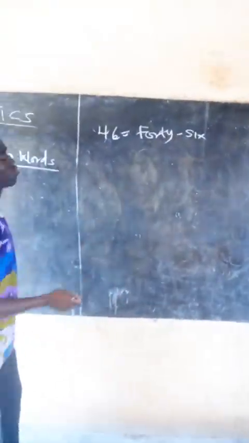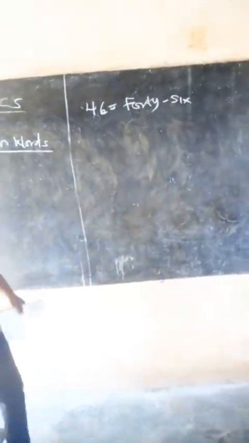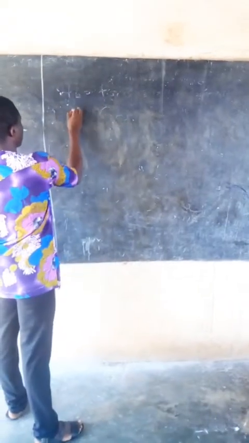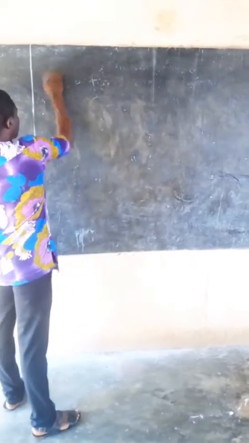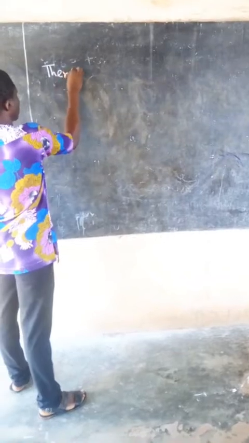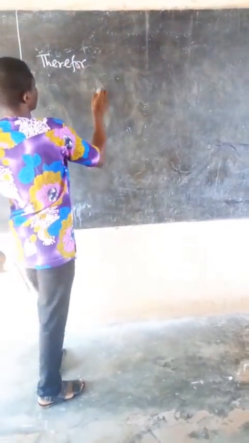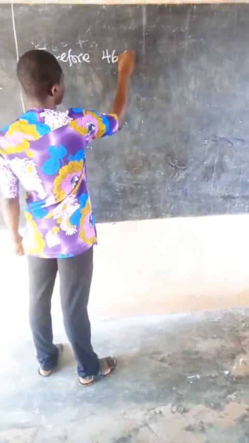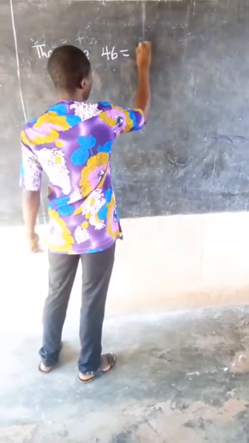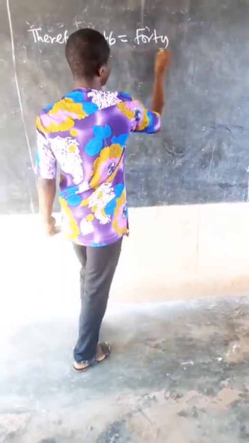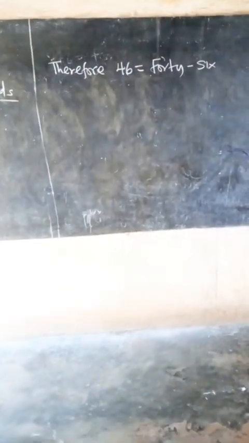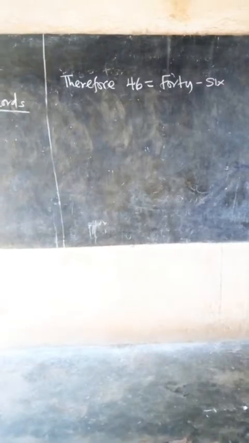Therefore 46 is equal to forty-six. That is how 46 is written in words in this example 1. We are moving to another example, example 2.